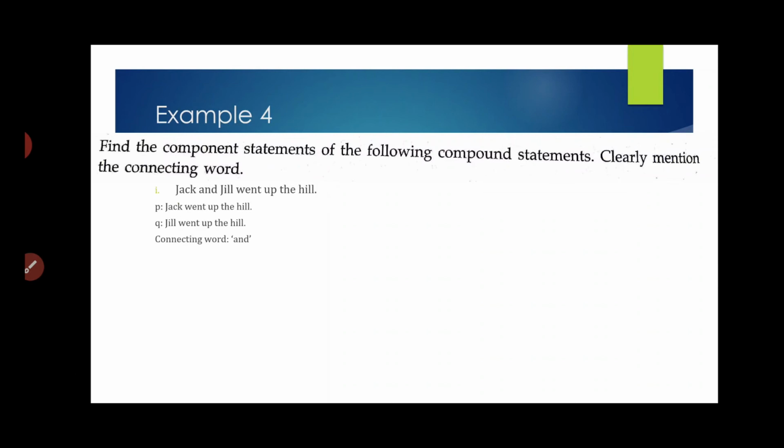Now next we have all integers are positive or negative. So as you can see, there are two component statements. The first one being all integers are positive, the second one being all integers are negative, and here the connecting word is or. Now or, according to propositional logic, is also called disjunction, but if you just go by English, it is still a conjunction.